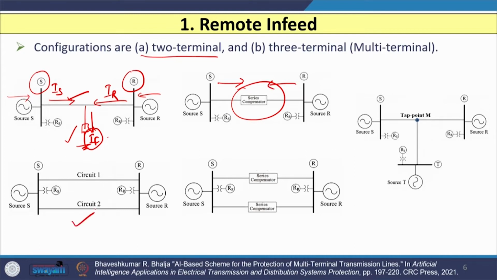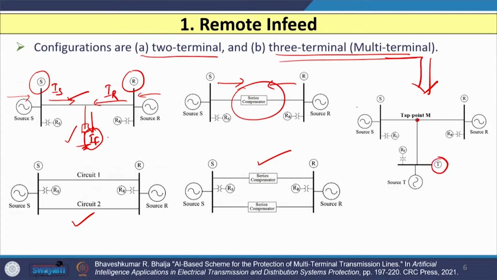So, again fed from both the ends, we have series compensated double circuit lines configuration. And the second type of configuration we have is the 3 terminal or multi terminal transmission lines. So, here I have shown a 3 terminal transmission line configuration where we have a tap point at M, and I have taken another tap and that is connected to the terminal T.